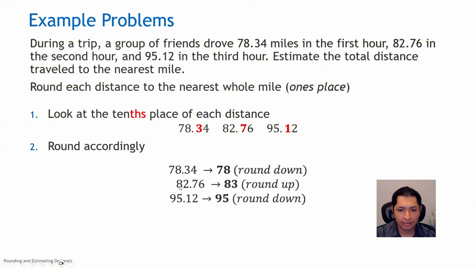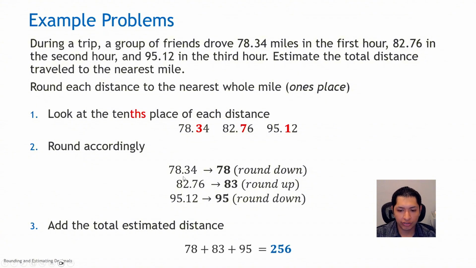Then we round, and 78.34 rounds down because 3 is less than 5. So the ones place does not change value. It simply stays at 8. Then we discard the rest of the decimals, and it is simply 78. 82.76 rounds up because the 7 is a value greater than 5, and that becomes 83. And 95.12 rounds down because the 1 is a value less than 5. Now that we have the estimated mileage driven in each of the 3 hours, we simply add those 3 values, and we see that we get an estimated total distance of 256 miles.